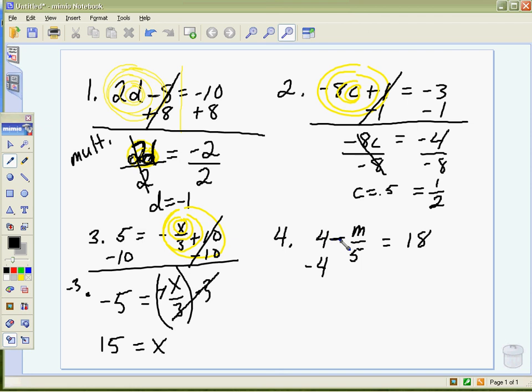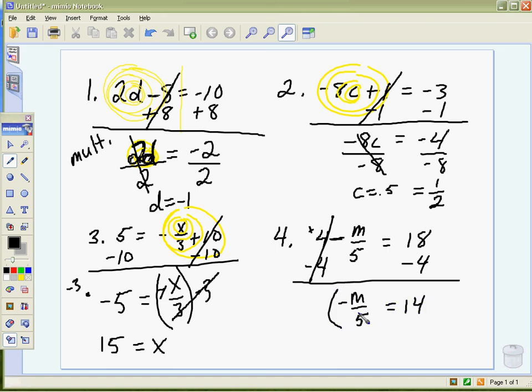So this minus sign right here applies to this m divided by 5. Since there's no sign in front of 4, we know that that's a positive number. And since it's a positive number here, that means that it's being added to the left-hand side of the equation. So I want to subtract that. That cancels. Subtract from the right side as well. Bring what's left down. Negative m over 5 is equal to positive 14.